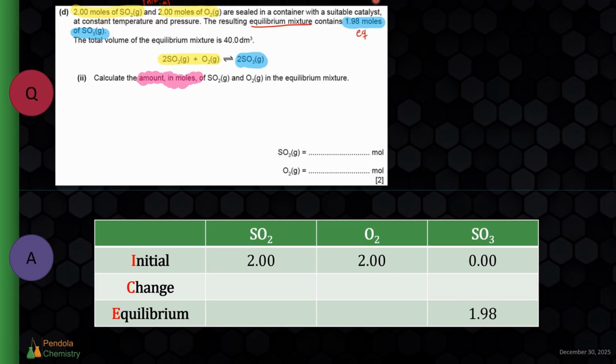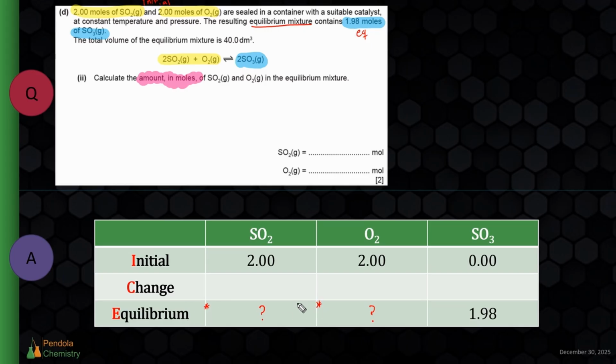So we have now grabbed all of the pertinent information from our problem and added it to our ICE table. This is where we can start to figure out what all of these empty spots are, because the ultimate question here is to calculate the amount in moles of SO2 and O2. So what we're trying to calculate, our ultimate goal, is the equilibrium moles of SO2 and the equilibrium moles of O2. That's what the question is asking us. It's obviously not going to ask us for SO3 because they're giving it to us, right? So we want to know what this box is.